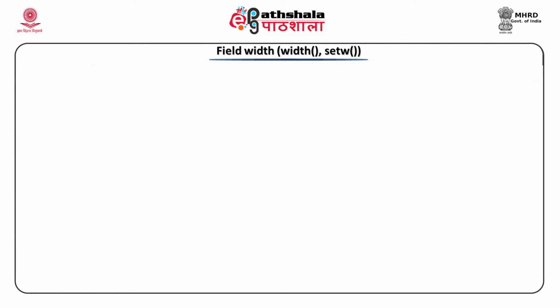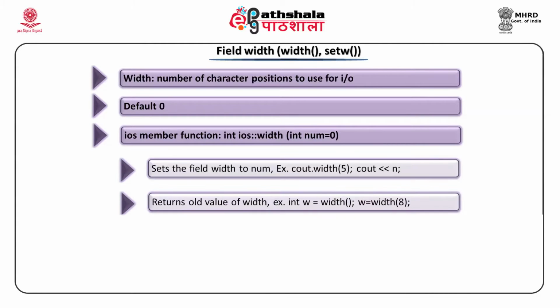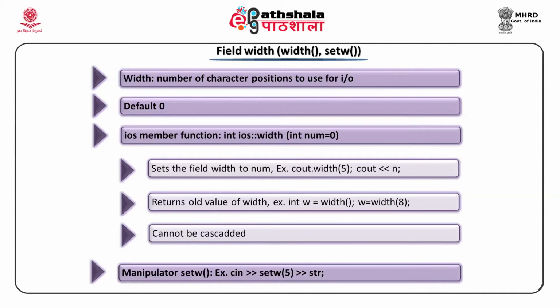First of all, we will see width, fill. Width specifies how many characters, how many positions we want to use for input or output of the data item. The default width is 0.